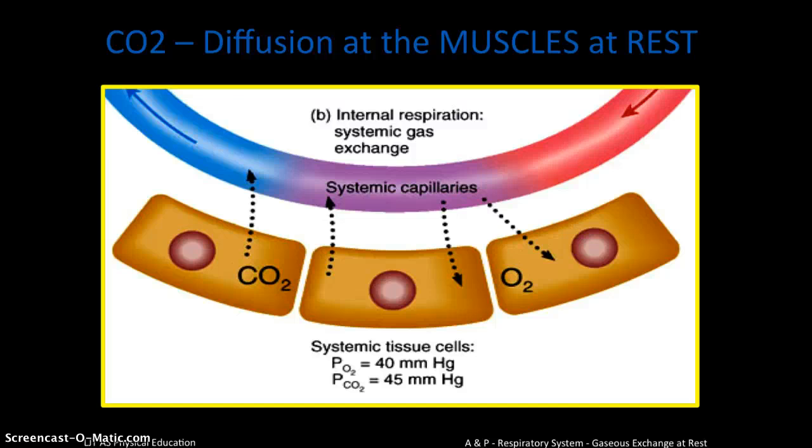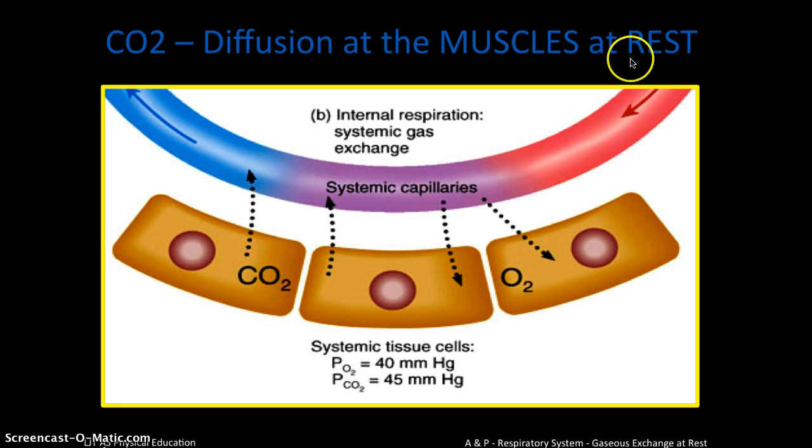So the diffusion of carbon dioxide at rest, I've started by looking at the muscles this time, and the reason is because this is where carbon dioxide is produced. When you make energy using oxygen in the muscle cells, working aerobically, you produce carbon dioxide. The more you work aerobically, the more CO2 you produce.